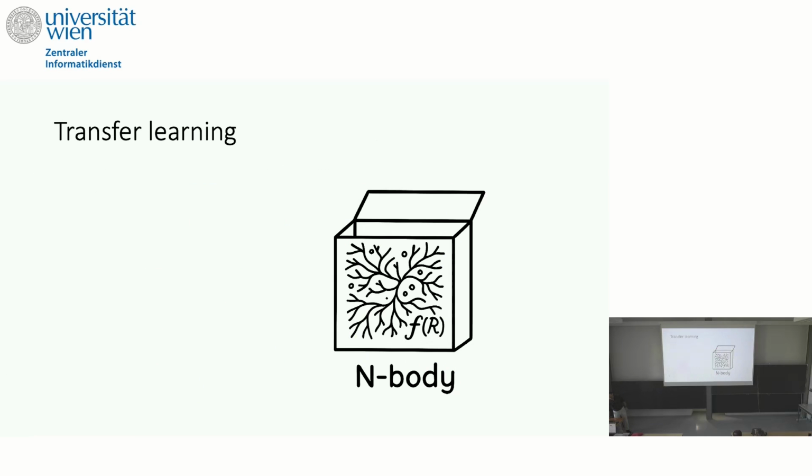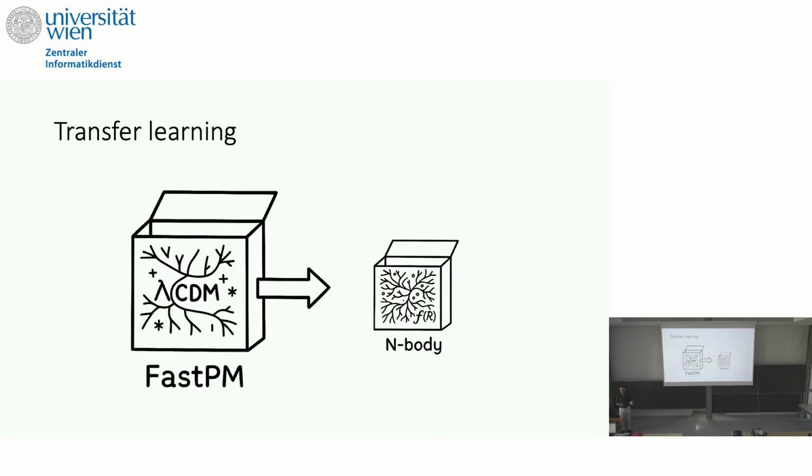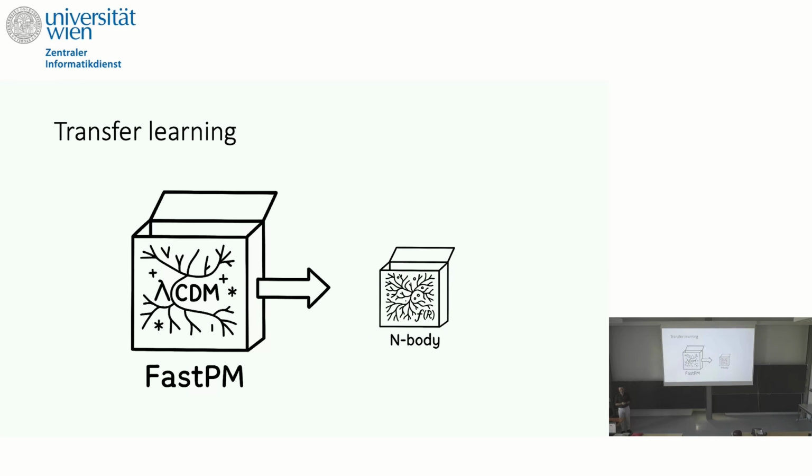Another thing I've been working on recently is transfer learning, and this is a way to make things more efficient. So, for example, if you want to do simulation-based inference with an n-body simulation, perhaps you're looking at modified gravity, that could be very expensive to run a lot of simulations to do this. And so, one question you could ask is, what if I trained my neural network on a fast simulation like FastPM on lambda CDM, can I then transfer it to an n-body simulation with more complicated beyond lambda CDM cosmologies? And if you can do that, then you can get away with running less complicated n-body simulations and improve the efficiency.